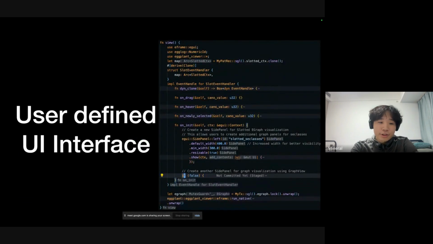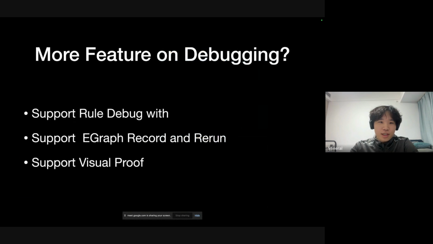Yeah, and we can also define our UI in the user space, which is defined by yourself and not by the prelude. This might be helpful if you want to, for example, just click the node and see the CUDA code that this node represents. And then in future, I will add more features on the debugging.